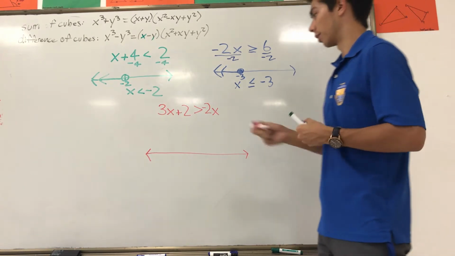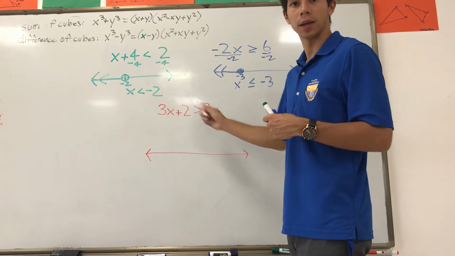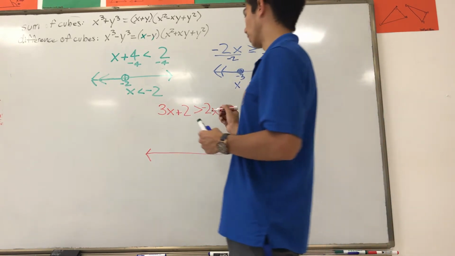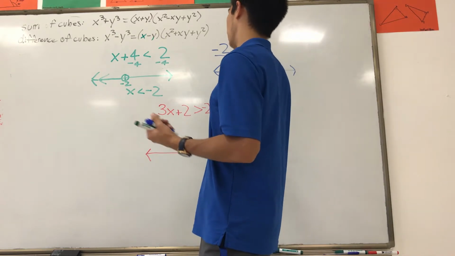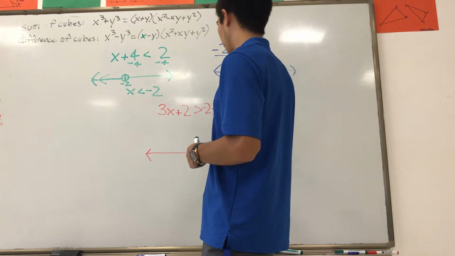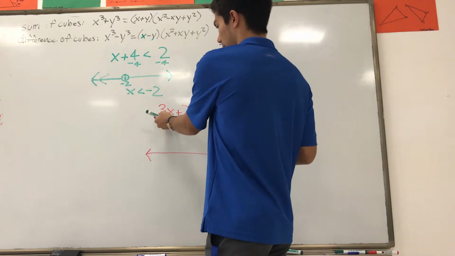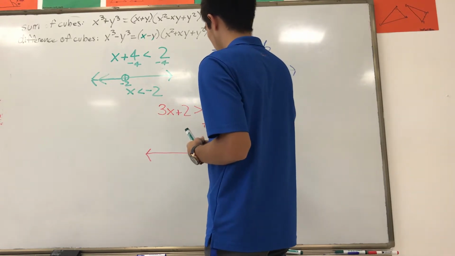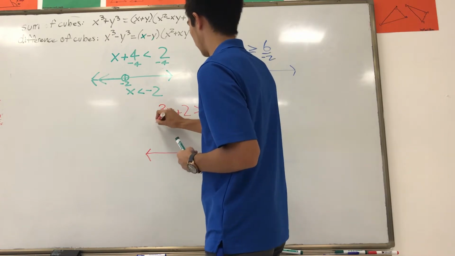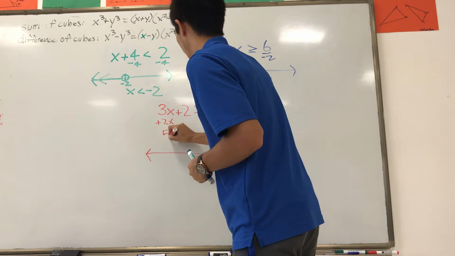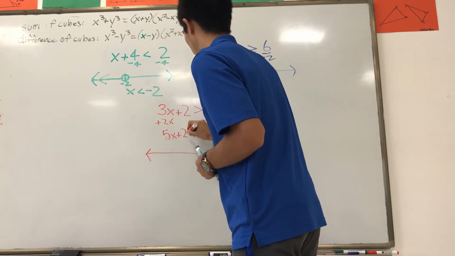In red here, I have x's on both sides, and I'm again going to treat it like it was a regular algebraic equation. I want to get x by itself. What am I going to do? I'm going to first add this 2x over. If you wanted to subtract this, you could, but I'm going to add 2x to both sides, and this gives me 5x plus 2 is greater.